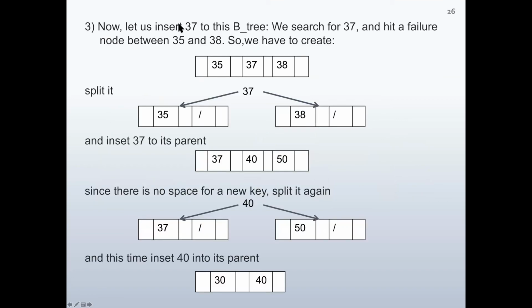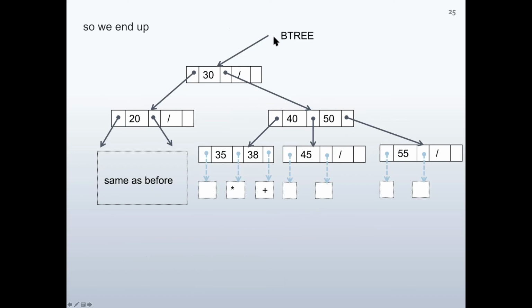Now let's insert 37 to this B3. We are looking for 37. We start from the root and follow these links, and we find out 38 is to be inserted here. And here we hit the failure node. Because of that, we have to insert that 37 into this node.